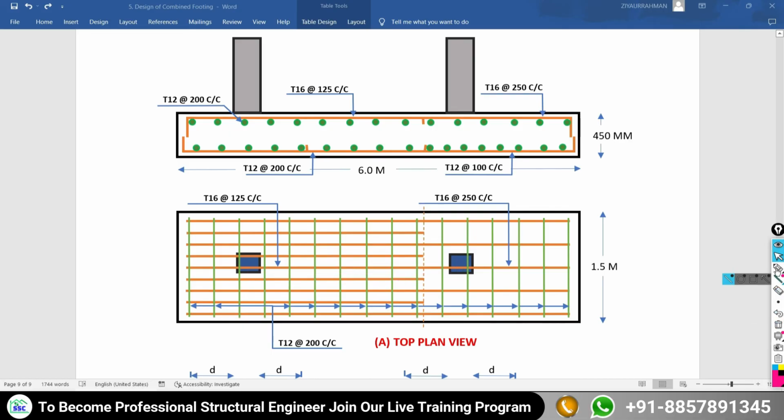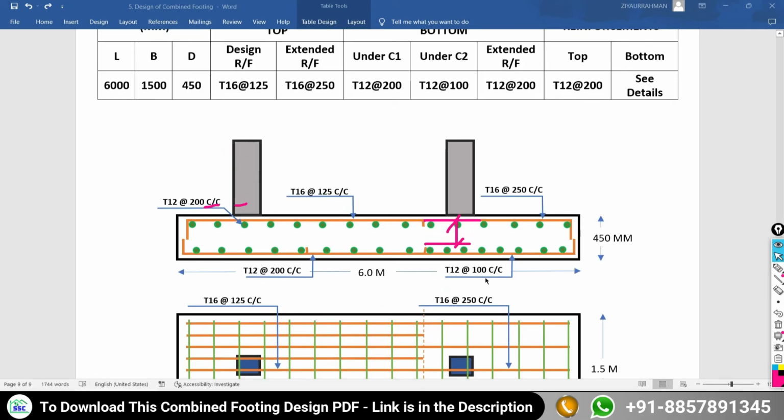Here in the plan view of the top face, on the left hand side, 16 mm dia at a spacing of 125 mm center to center, it is going to be extended with a spacing of 250 center to center. Thereafter we have to provide the reinforcement at the bottom face.